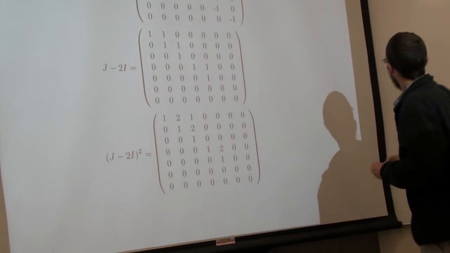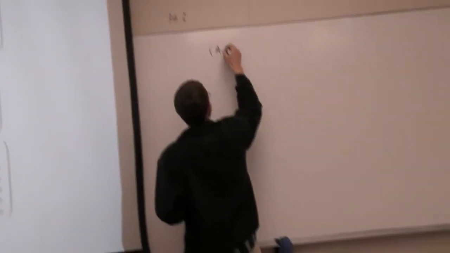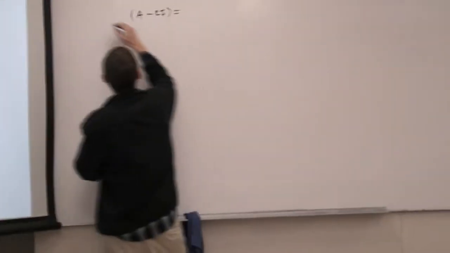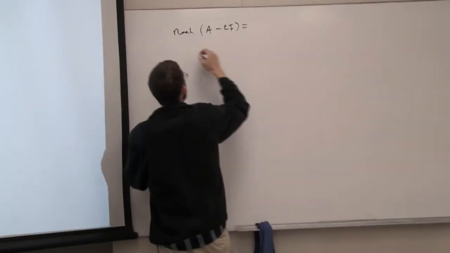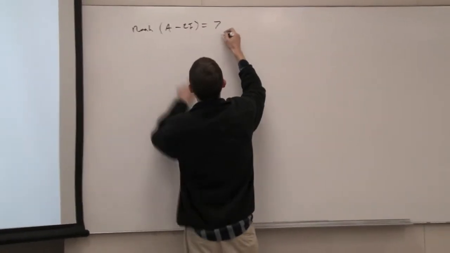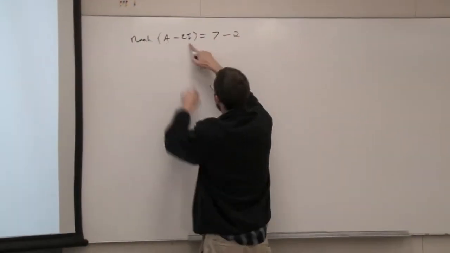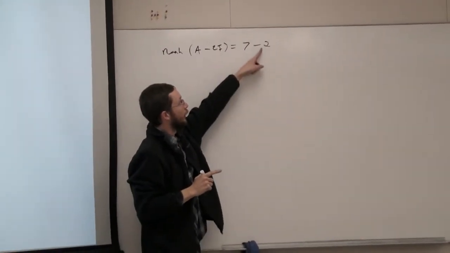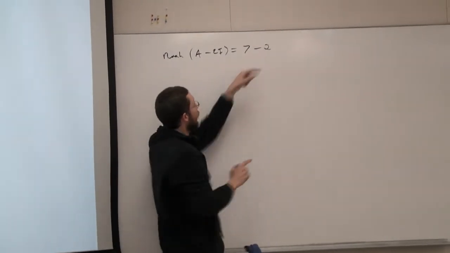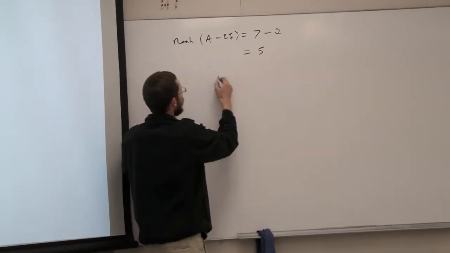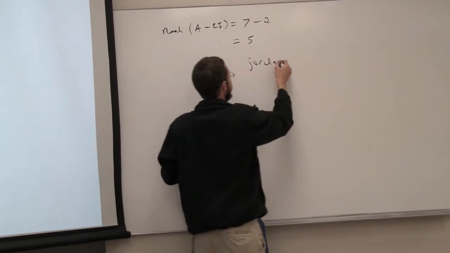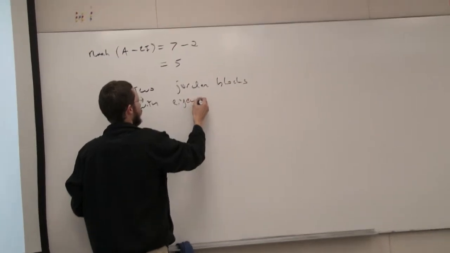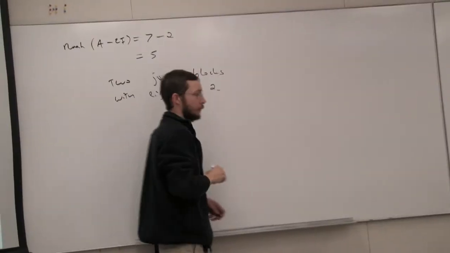So when we did that in A, we find that the rank of this is going to take the original rank of A, and it's going to drop by 2. And that first drop by 2 says that there had to be 2 Jordan blocks with eigenvalue 2. Okay.